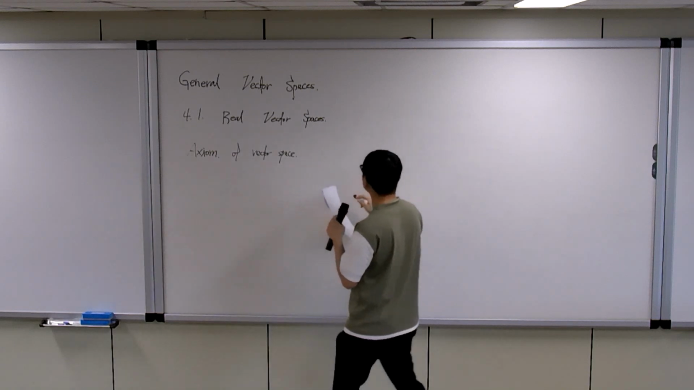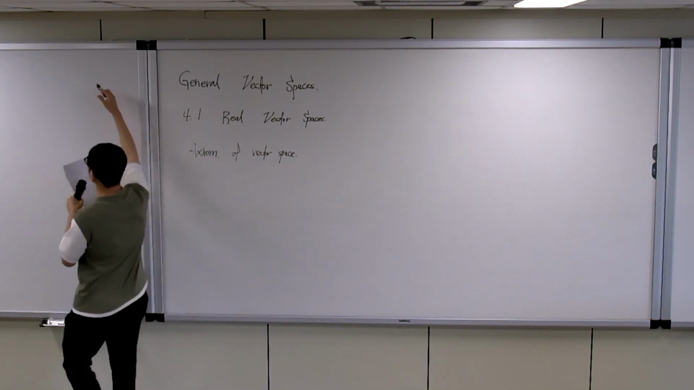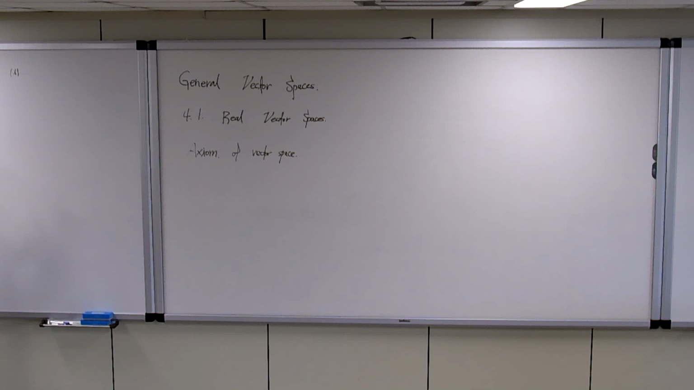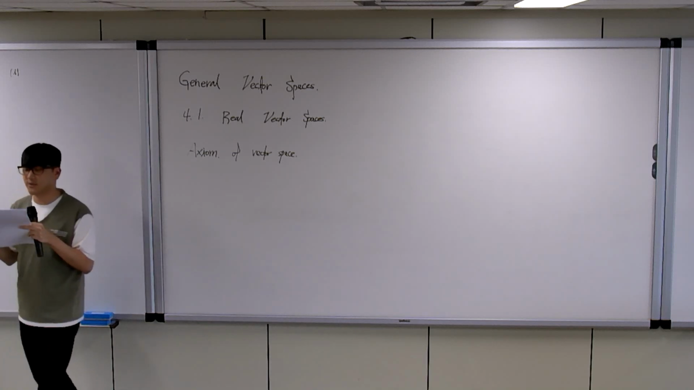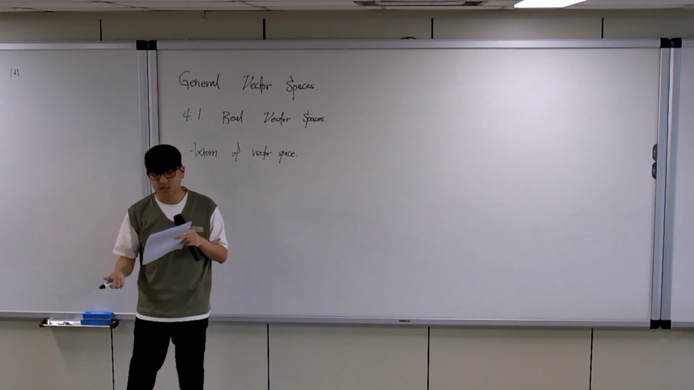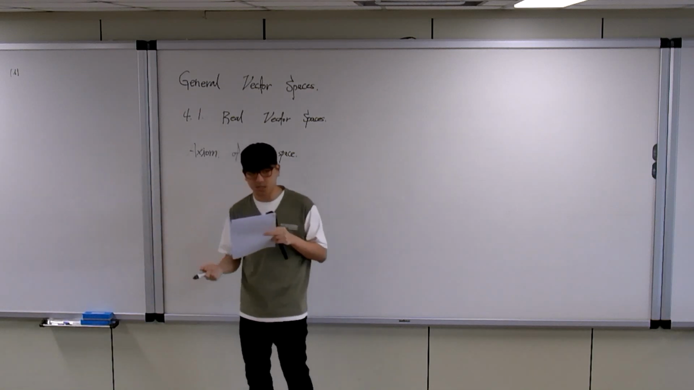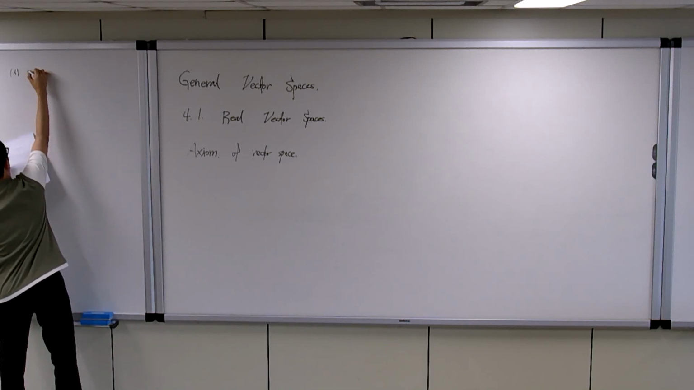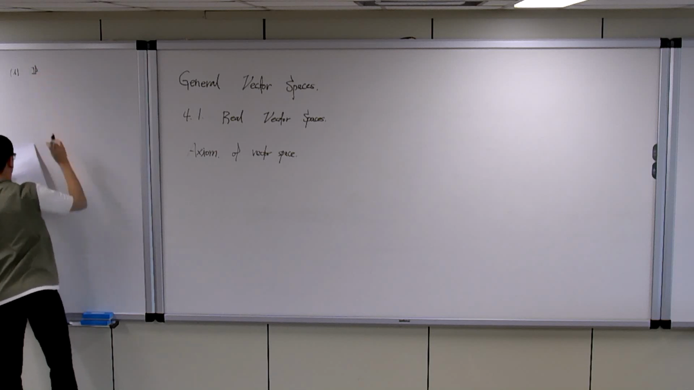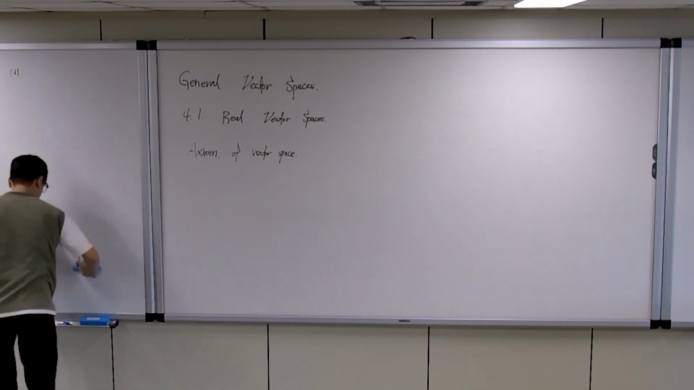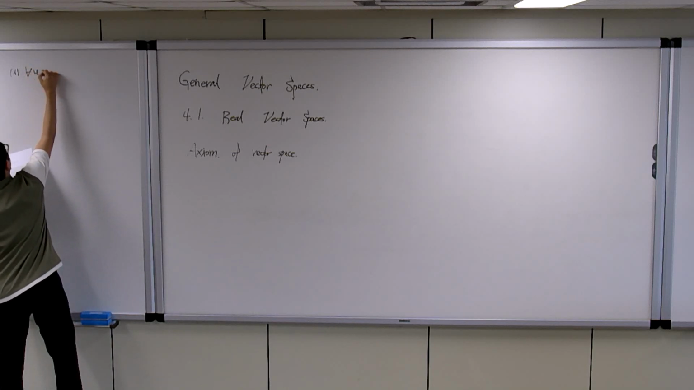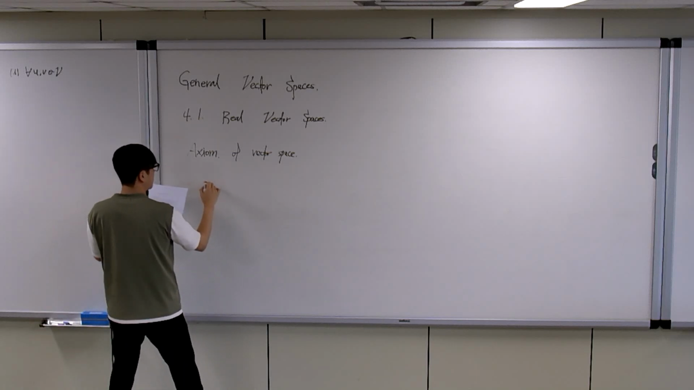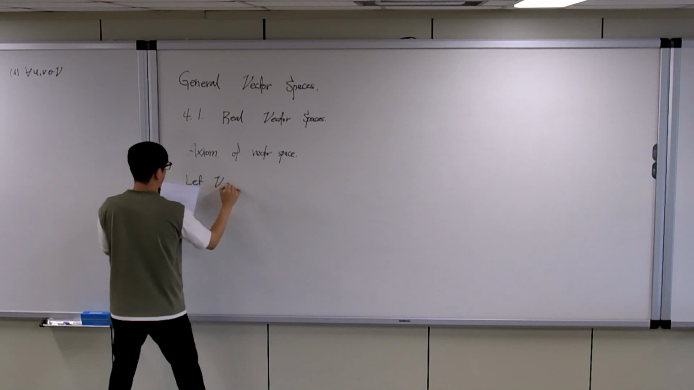First, I will denote it here. In real vector space we defined addition and scalar multiplication. So first, we need to ask what addition is. To define addition, we will define V to be a set.